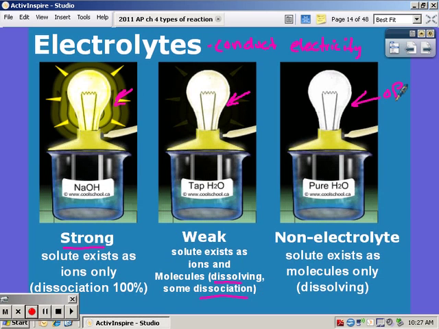So we have ions and molecules, so the bulb glows weakly. And with non-electrolytes, the light bulb's not on at all because it just dissolves. We do not have ions in solution. No ions, no electricity flowing.